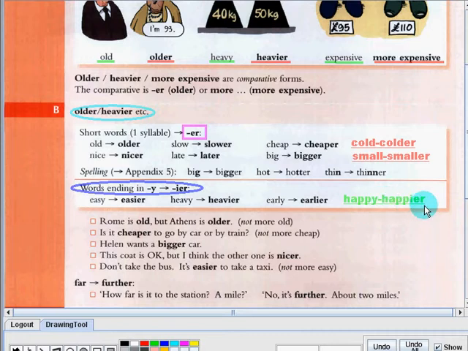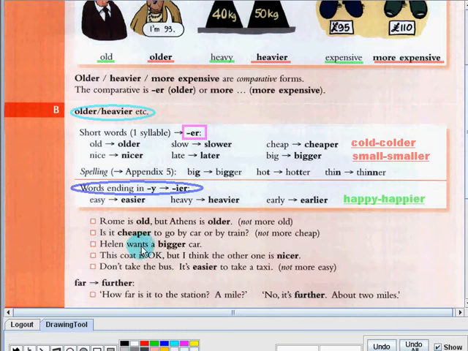Now let's have examples of sentences using the comparative form of the adjectives. We have the sentence Rome is old, but Athens is older. So older is the comparative form of the adjective old. Next sentence: Is it cheaper to go by car or by train? So we cannot say more cheap, okay?